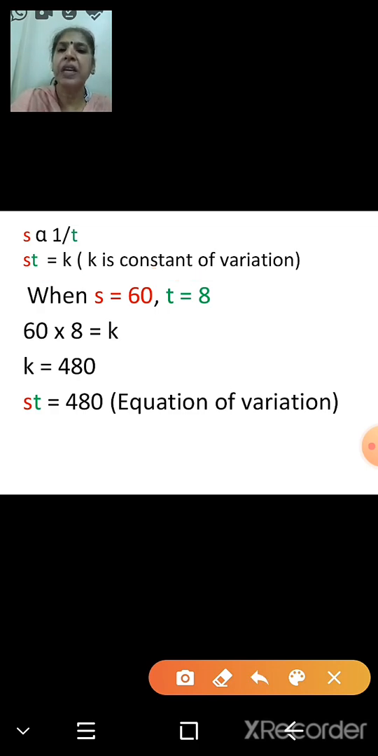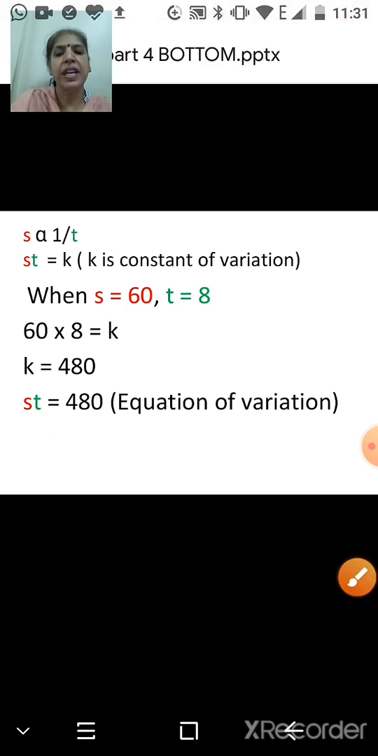Now the values which have been given: S is 60, time taken is T. These values we will substitute in the equation St is equal to K. S 60 multiplied by 8, so 60 multiplied by 8, the answer is 480. 6 8s are 48 and it is 60. So 480. K is 480. Now the equation of variation formed is St is equal to 480. So this is our equation of variation.